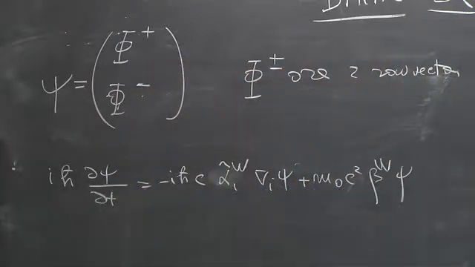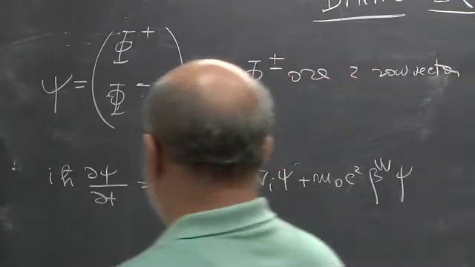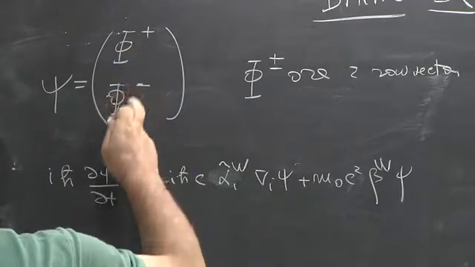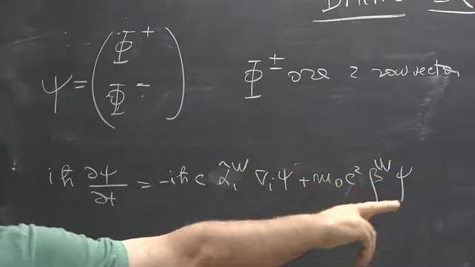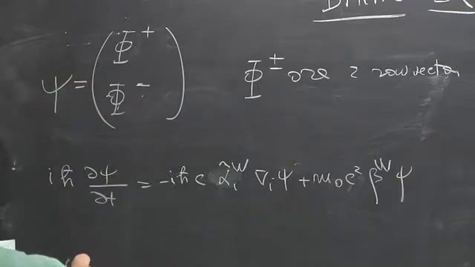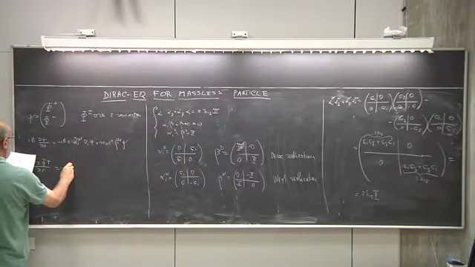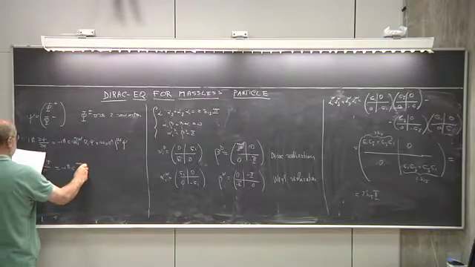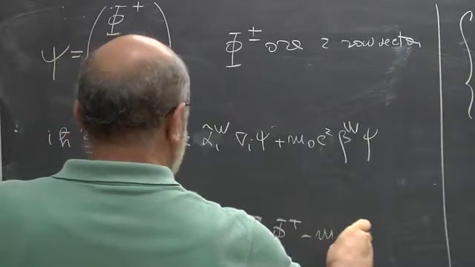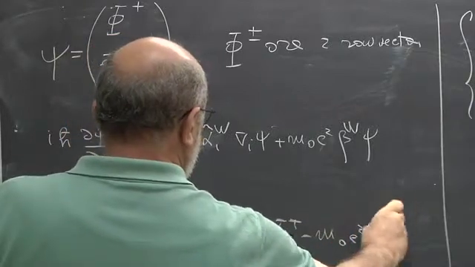If you do that, you immediately get the following things. I have put a mass, and now let's insert these, and let's use the sigma matrices in the Weyl realization, this one. The equation you get is iħ dφ+, remember φ+ is this, over dt is equal to minus iħ σ·∇ φ+ minus m0 c² φ-.